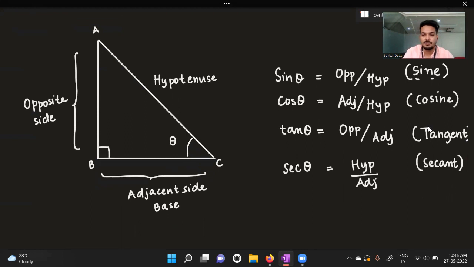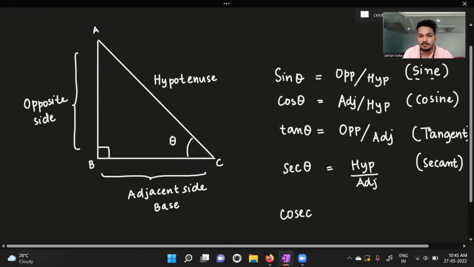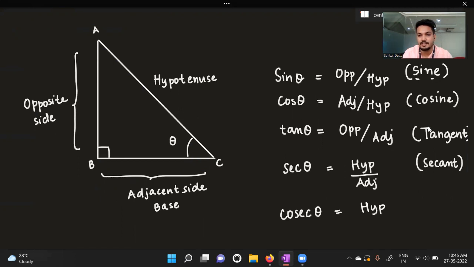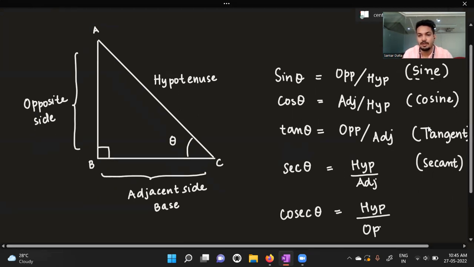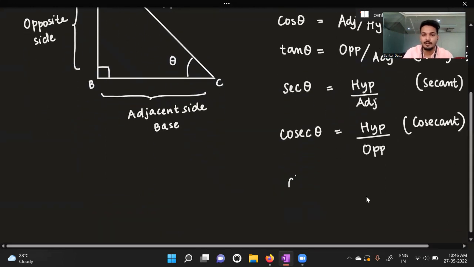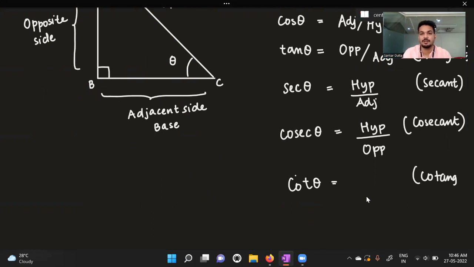There is something also called the cosecant. We call it cosec theta. Cosec theta is the reciprocal of sine theta, which is hypotenuse upon the opposite side. This ratio is called the cosecant. And the last one we have to talk about is cot theta, which is nothing but cotangent. Cotangent is the reciprocal of tan theta.